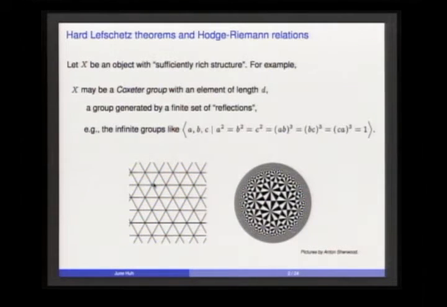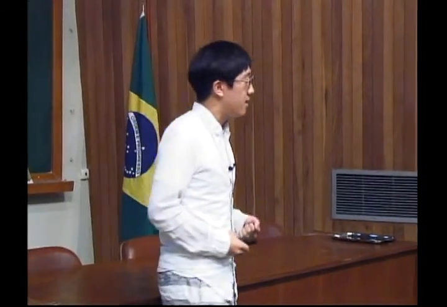Or you may freely modify the exponents that you see on the top of A, B, and B, C, and C, A. And you may replace those exponents 3, 3, 3 by something else like 2, 3, 7. And then you get some more exotic groups, like the group of symmetries of the picture that you see on the right. In any case, all these groups, with one fixed element, any element, qualify as an object with sufficiently rich structure.